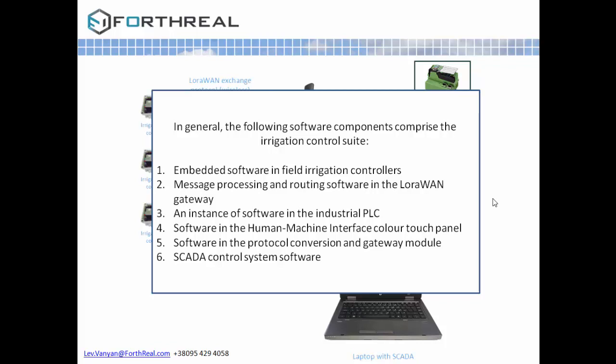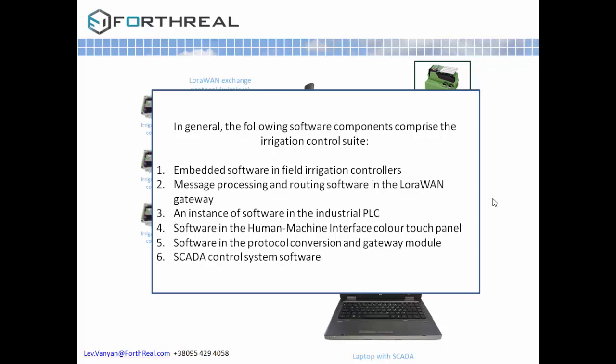The first one is the embedded software contained in the irrigation controllers that takes the measurements and does scheduled irrigation by controlling the valves. The second one is the message processing and routing software in the LoRaWAN gateway, the one that handles the reception of data from the irrigation controllers, packing into a different protocol, buffering of data coming in the other direction to the irrigation controllers, and knowing all the basic routing.